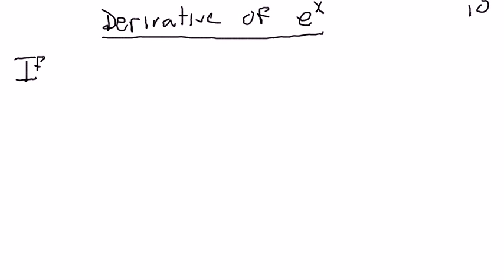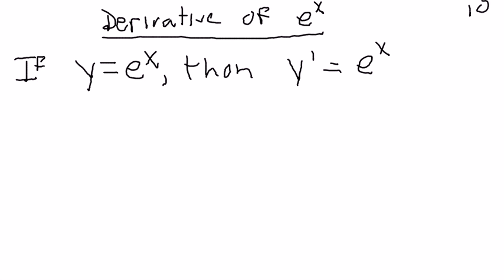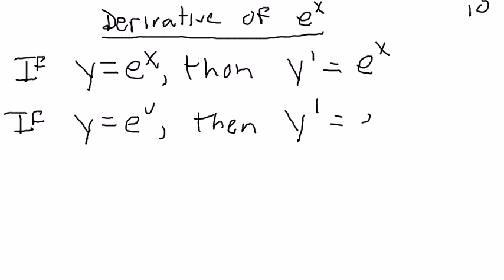If you have y equals e to the x, then y prime is e to the x. Doesn't change. If you put a function in for x, so like you have y equals e to the u, then for the derivative you have to use chain rule. Then y prime equals e to the u times du dx. You can also combine this with some of our other rules, like our product rule or quotient rule, that kind of stuff. Let's look at a couple of examples.